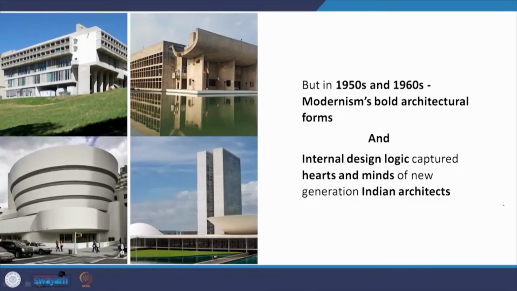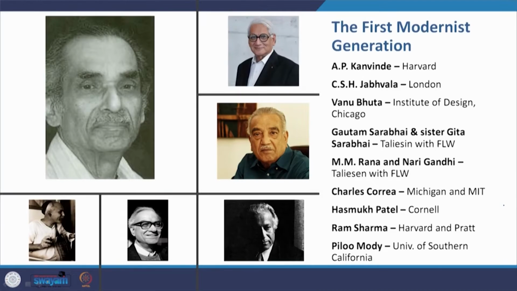We will analyze and study it further. But in the 1950s and 60s, the impact of modernism's bold forms was very evident and had really got hold of the hearts and minds of young Indian architects. And this is the first modernist generation. We are looking at A.P. Kanvinde, Charles Correa, Hasmukh Patel, Habib Rahman, Jhabwala, Nari Gandhi, amongst some of those architects who studied in the West and then came to India to practice architecture and in some cases also take part in teaching in architectural schools.